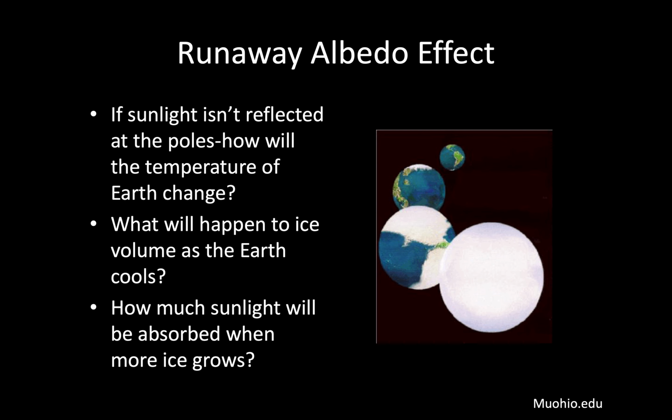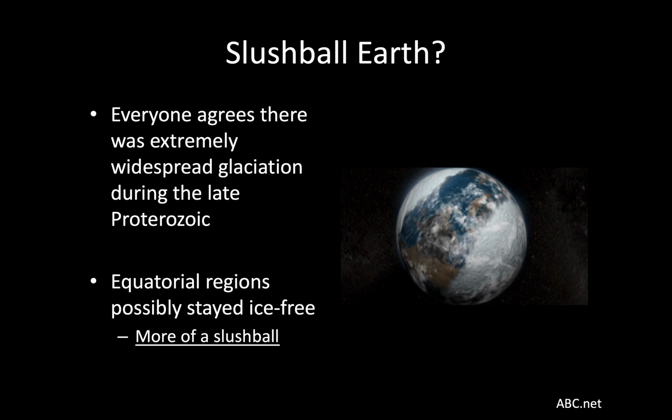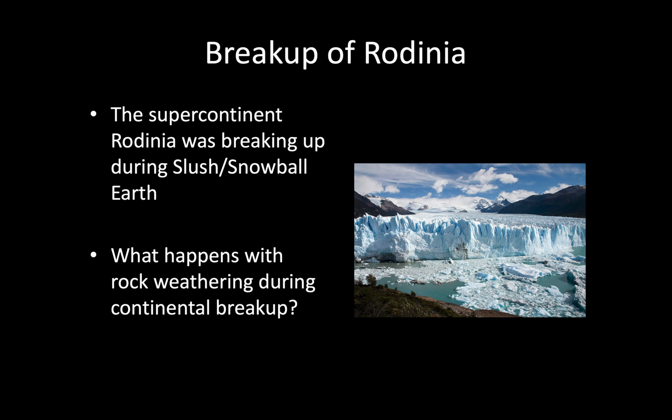And I know I've given you like 1,000 slides. My apologies. So everyone agrees that there were probably a lot of glacial rocks during this time. So we probably call it slushball Earth. This is what it would have looked like. It just would have been a really cold time in Earth's history. And that's pretty common. We've seen it before, and we'll likely see it again in quite a few million years. But this had to do a lot with the breakup of Rodinia. So during the breakup, a lot of things were going on.